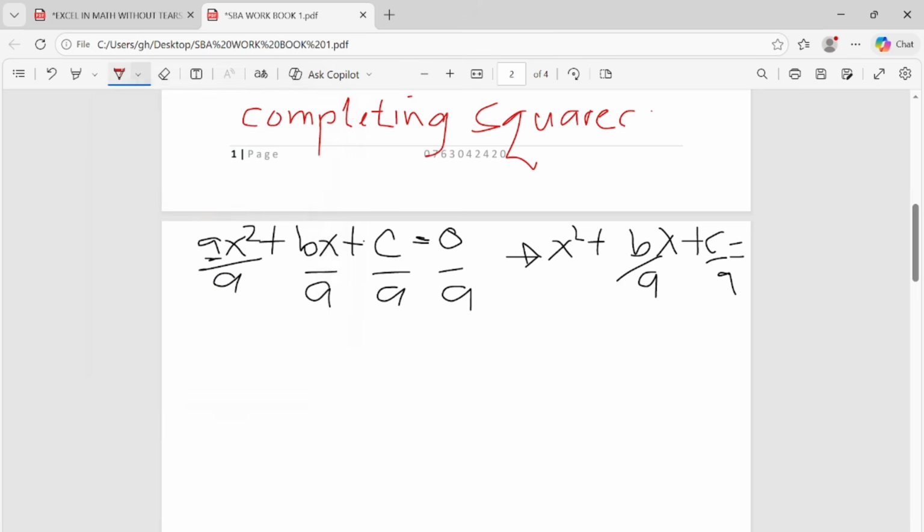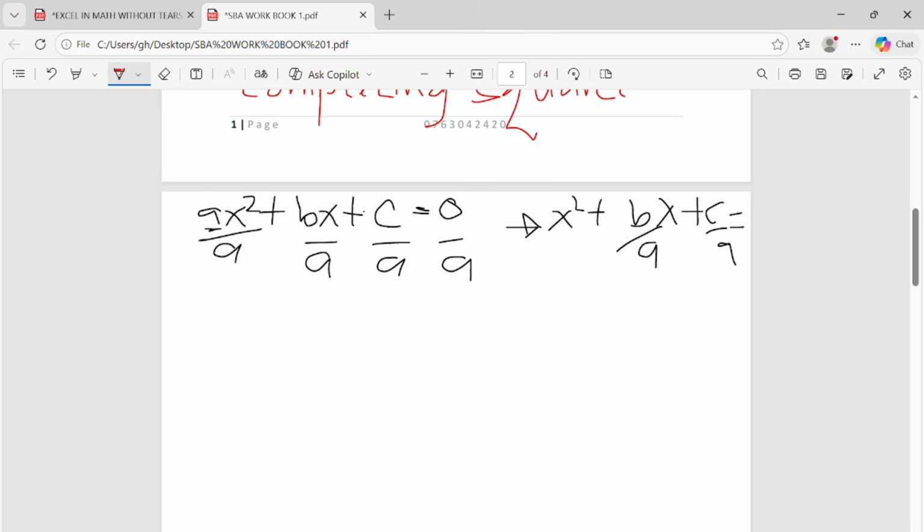You've come up with a nice expression: x squared plus b out of a, x plus c out of a is equal to 0. This is a nice expression we have. So after getting that nice expression, what is our next step in completing the square?